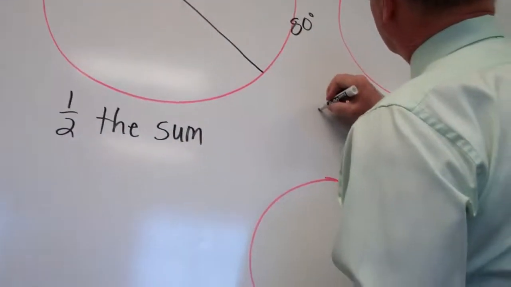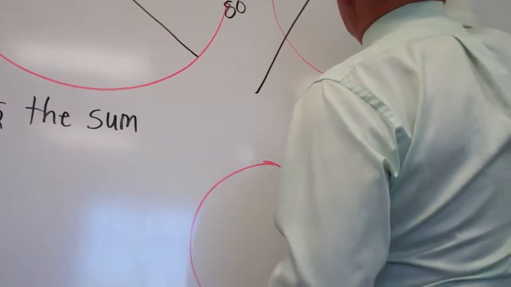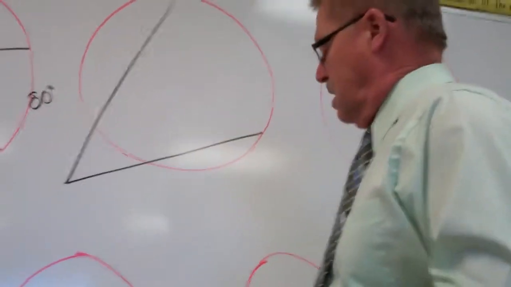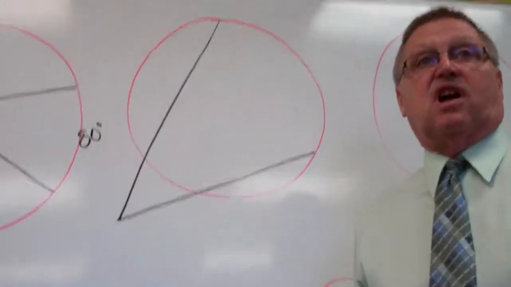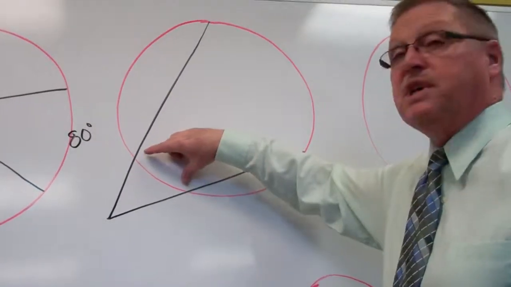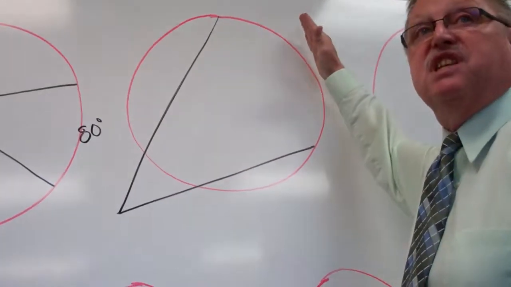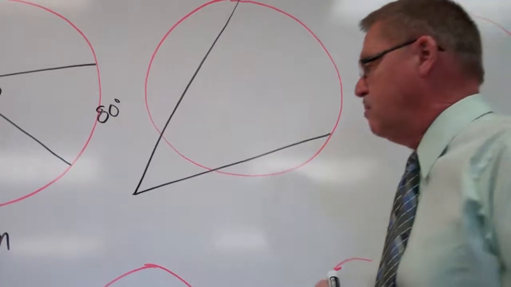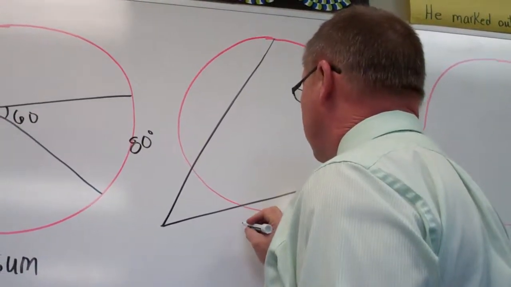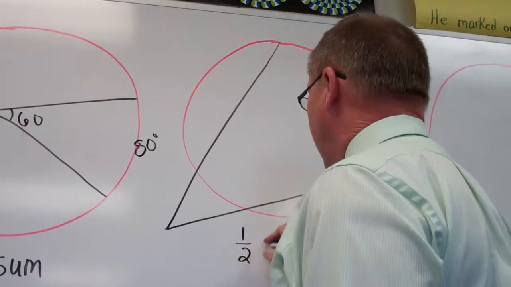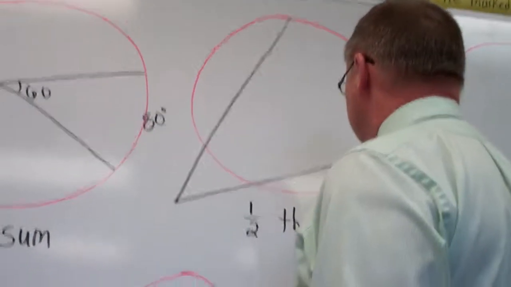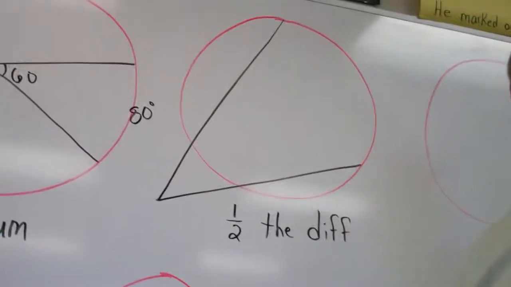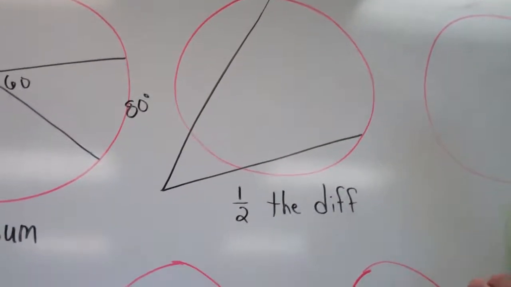If you have an angle with its vertex outside, it catches two pieces of arc. Catches a small piece close and a bigger piece farther. And instead of half the sum, Jacob says half the difference. So I'll write half the diff. You're going to go big minus little and divide by 2.